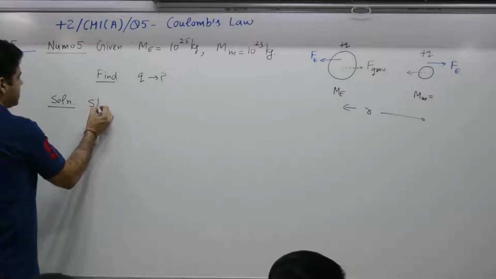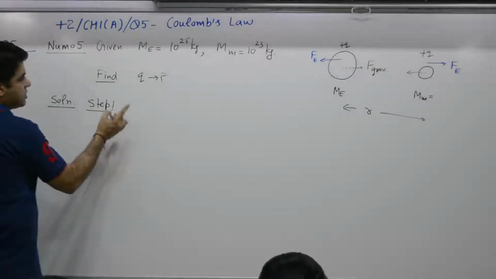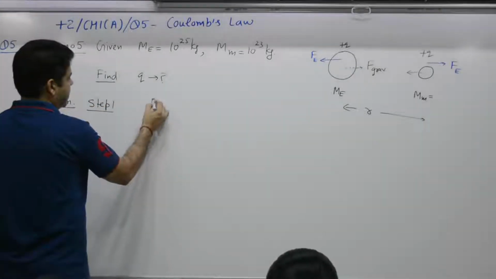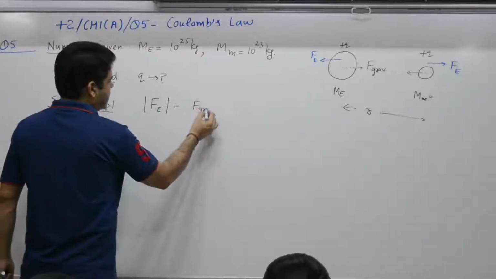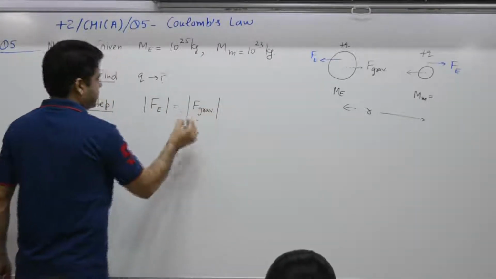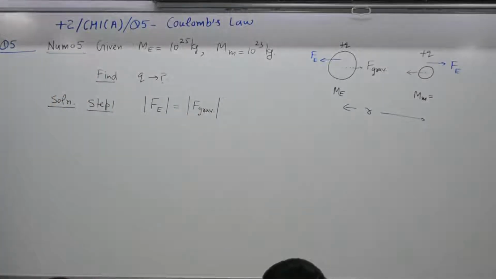That means what? Step 1. You have to write the concept given in the question. Electric force magnitude is equal to gravitational force magnitude. Write formula for electric force and gravitational force.